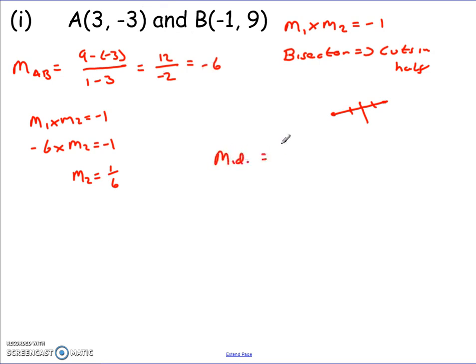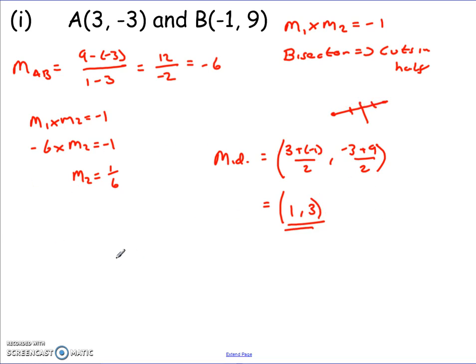So what I need to now do is find the middle of each of them. So I just add the two parts. In this case for x it's 3 plus -1 and then halve it. And the same for the y. So it's -3 plus 9 and then halve it again. 3 plus -1, plus minus is take away, so 3 take away 1 is 2, 2 divided by 2 is 1. -3 plus 9 is 6, divide 6 by 2, and you get 3. So there's my midpoint, the point where the perpendicular bisector cuts that line.